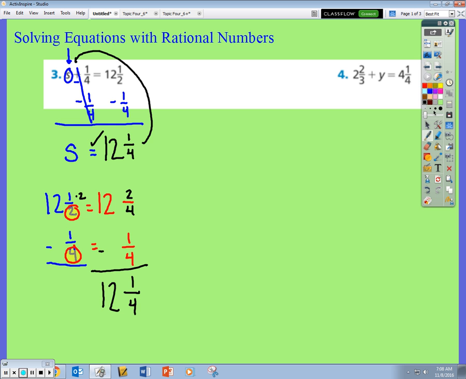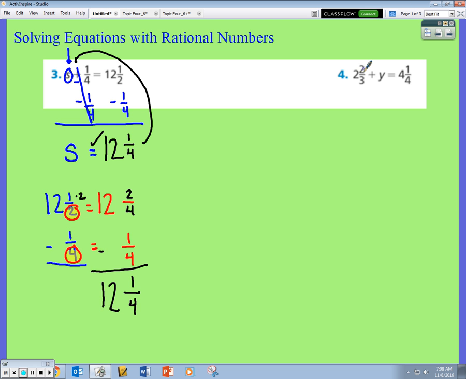Let's go on to this next one over here. We have 2 2/3 plus y equals 4 1/4. Now, I have two terms here. I have the 2 2/3. I have the y. There is no y on the other side. There's only one term over here, 4 1/4. So I'm not going to bring any y's over to the left or bring them over to the right. So this y is going to stay right here. In order to isolate this y, I need to get rid of this term of the 2 2/3.